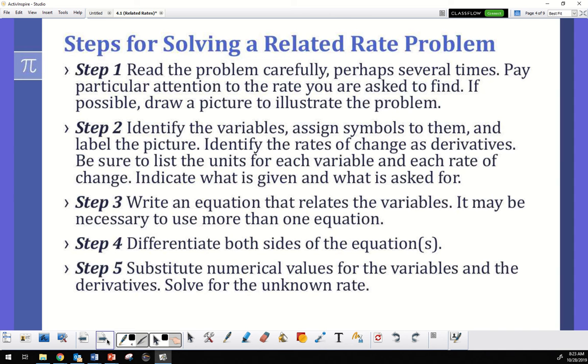If possible, draw a picture, illustrate the problem. We had one. Identify the variables, assign symbols to them. We did that. I listed everything. Label the picture, identify the rates of change as derivatives. Be sure to list units for each variable and each rate of change. Indicate what is given and what is asked for. That's what we did. Write an equation that relates the variables. It may be necessary to use more than one equation. We will have some like that. Differentiate both sides of the equation. Substitute numerical values for the variables and the derivatives. Solve for the unknown rate. It's exactly step by step everything that we did.